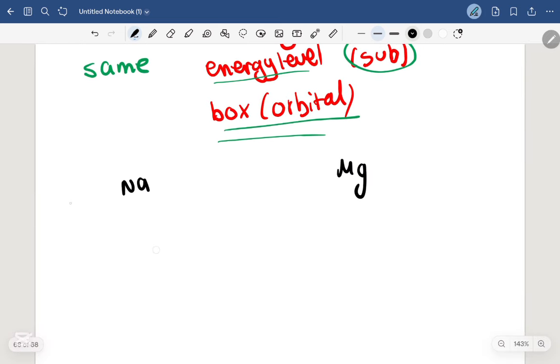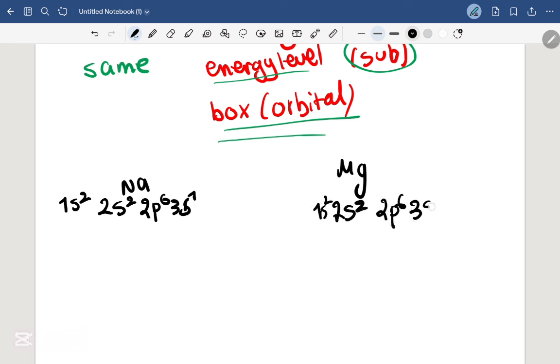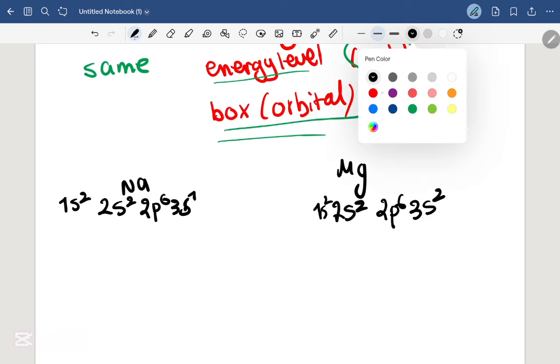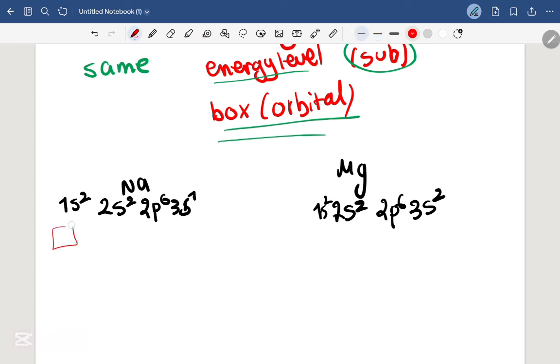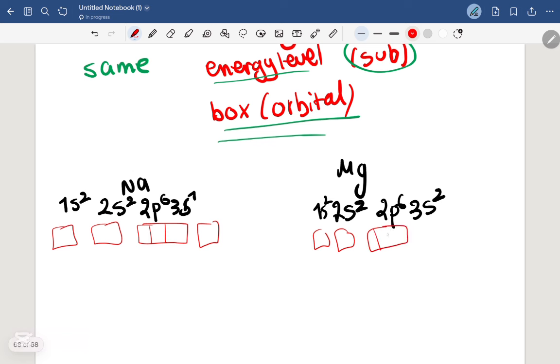So let's take Na and Mg. Let us draw. This is 1s2, 2s2, 2p6, 3s1. And this one is 1s2, 2s2, 2p6, 3s2. Perfect. Now let us draw the box configuration. One box here, one box here, one big box divided into 3, and then one box for the s. And the same here, one box, one box, one big box divided into 3 orbitals, and then one for the s.